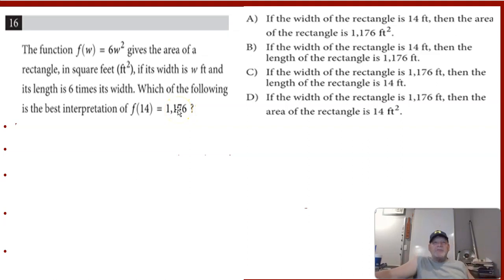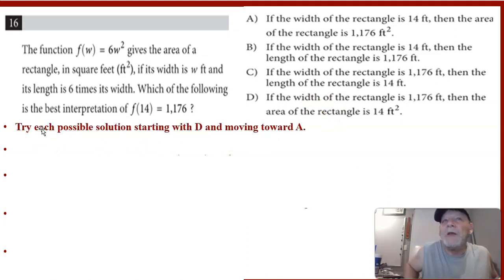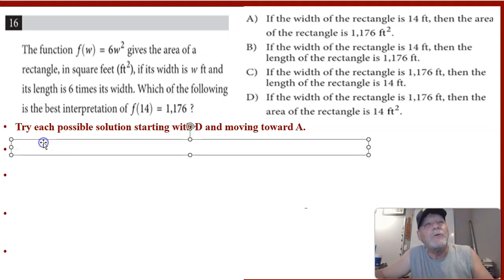So what does that actually mean? It's saying f of 14, and that's the width, so it's saying the width is 14. So if the width is 14, using this formula, you could find out the area. So they give you 4 possibilities, and you've got to check them all, just like we did a minute ago. Now, for no special reason, let's just start with D and then work backwards.